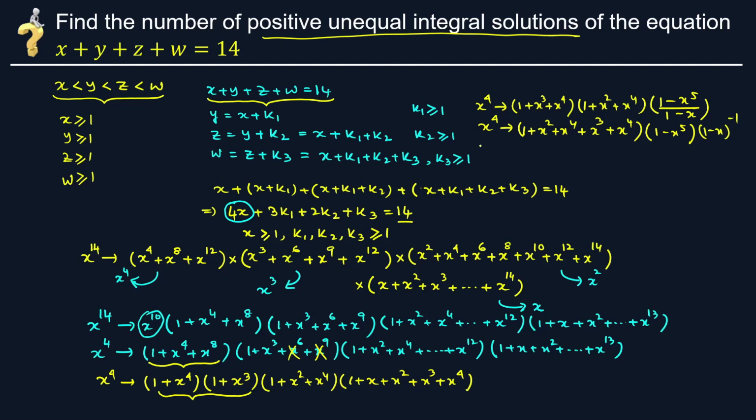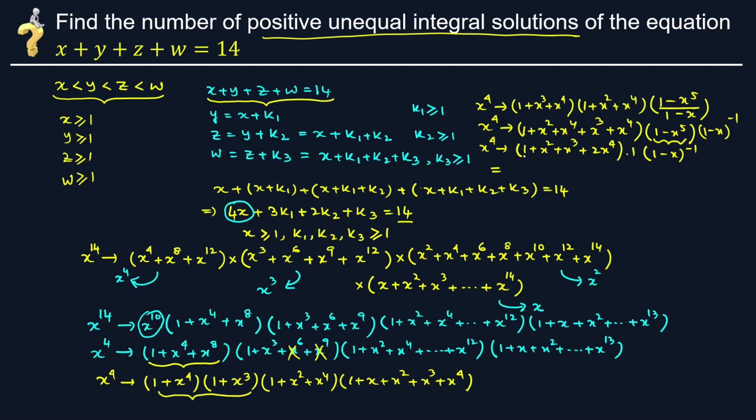Okay. So we need the coefficient of x to the power 4 in the expansion of 1 plus x squared plus x cube plus 2x to the power 4, times 1 minus x to the power 5. From here, I need only 1 because x to the power 5 I don't need. Times 1 minus x whole to the power minus 1. So now, we need x to the power 4. So what will be the coefficient of x to the power 4?